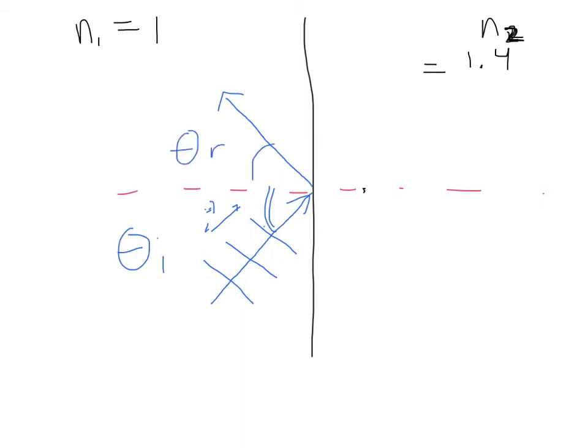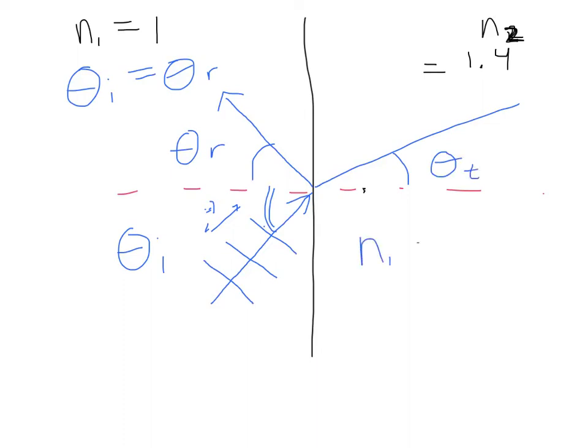And one of the simplest laws to remember is that the angle of incidence is equal to the angle of reflection for light. Now some of the light is going to be transmitted into the medium. So it's going to look like this, where you're going to have an angle here called theta transmitted. And this is where Snell's law comes in, where we have N1 times sine of theta incident equals N2 times the sine of theta transmitted.